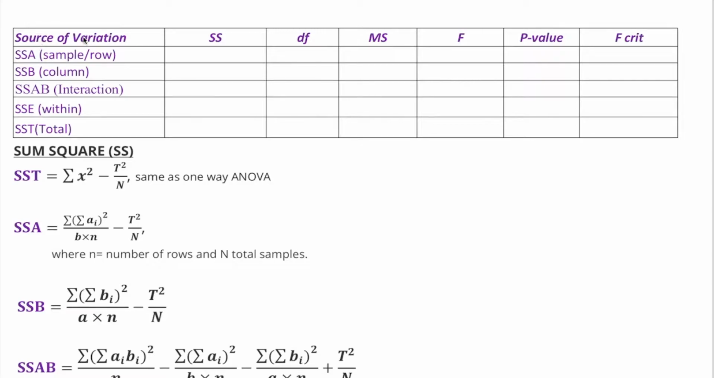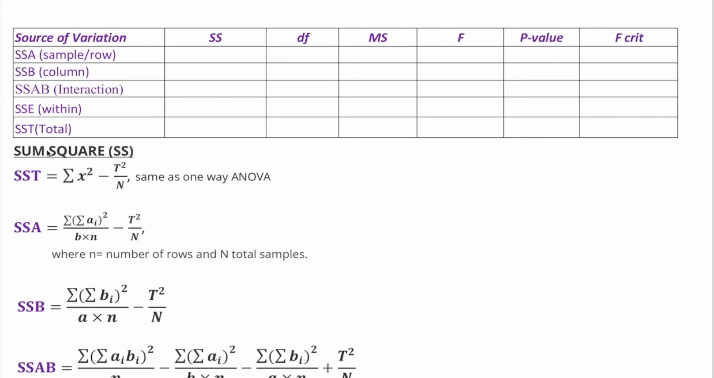In the source of variation, we have SSA, sum squared A, in this case the row factor, which we also call sample, and SSB, sum squared B, the column factor. SSAB is the interaction between the columns and the rows. SSE, sum squared error within, is the same as in one-way ANOVA, and SST, the total, is also the same as one-way ANOVA. So these two are basically the old stuff. These three are going to be a little bit new stuff, and of course we have to pay attention.